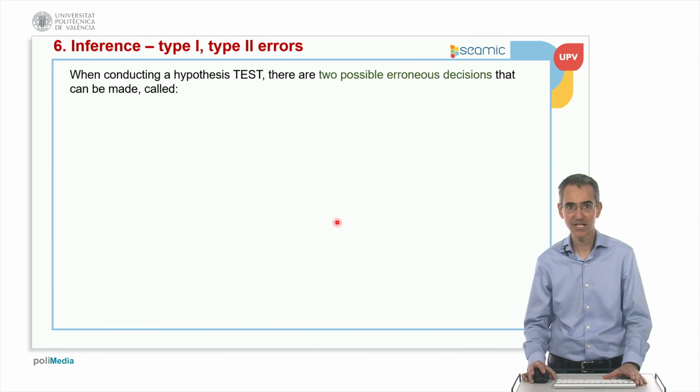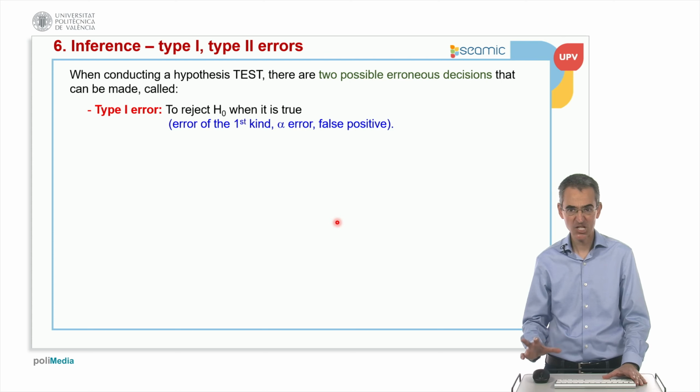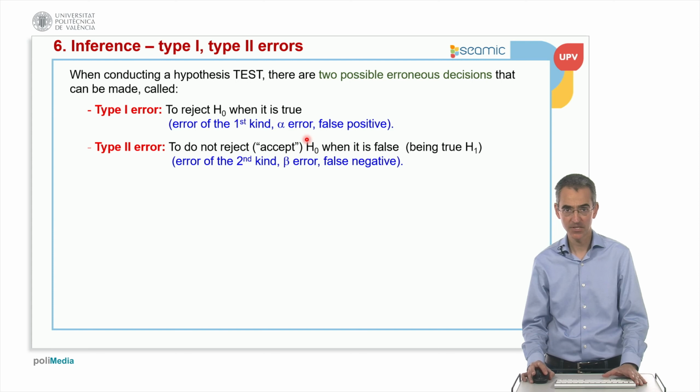So when we conduct a hypothesis test, there are two types of possible erroneous decisions that can be made. They have a special name. The first is called a type 1 error. By definition, it is to reject the null hypothesis when it is true. It's called also error of the first kind, alpha error, or false positive.